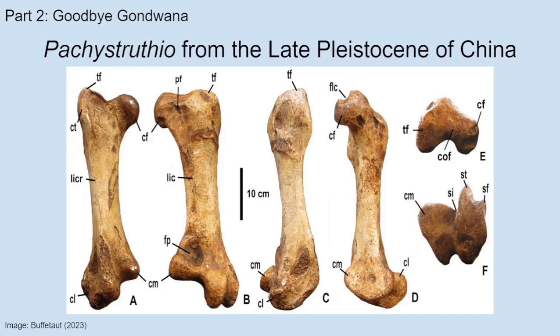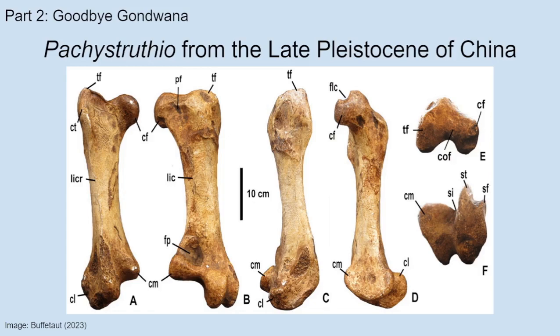By restudying this cast, the author was able to identify various anatomical features to see how it was actually related to modern ostriches. And what he found was that this specimen shares certain features with the genus Pachystruthio, which we talked about in the original version of this episode even. So Pachystruthio appears to have been a stem ostrich, so it was related to modern ostriches, but not an actual modern ostrich, which are members of the genus Struthio.